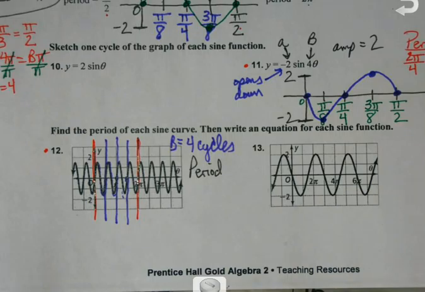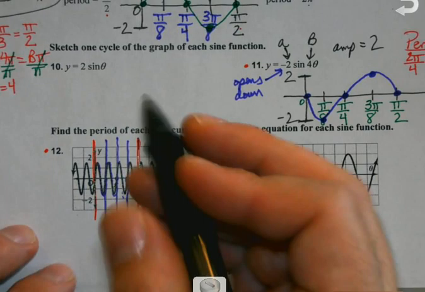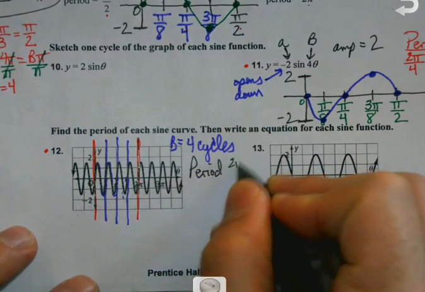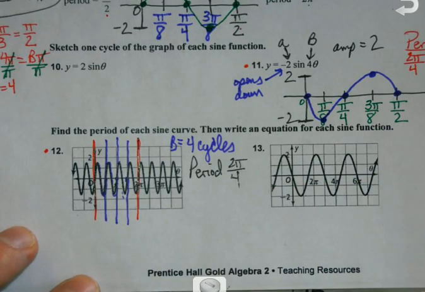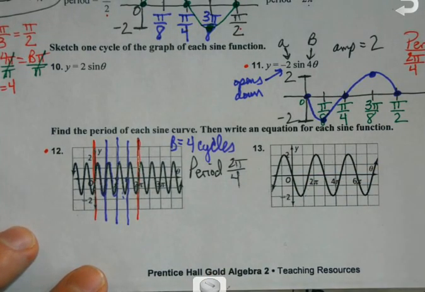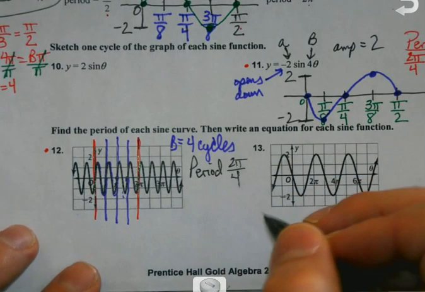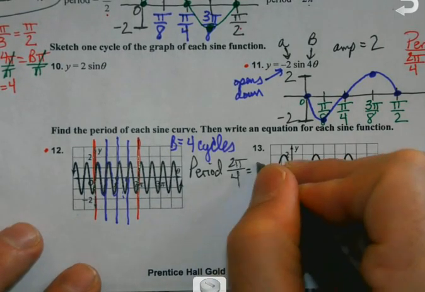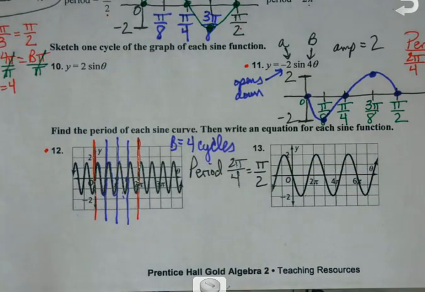I could stretch it out further, but I really don't need to, since the formula asked me just through 2 pi. How far do I get? So my period is going to be 2 pi divided by 4. Actually, we might touch on 13, because 13 has a weird point to it. We might have to chat about that. Okay, so 2 pi over 4, reduced down, is pi over 2.